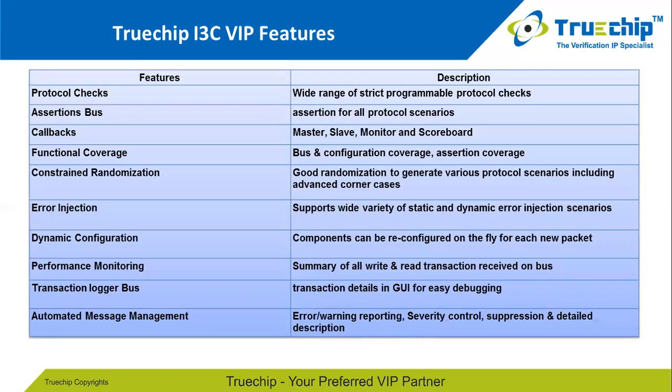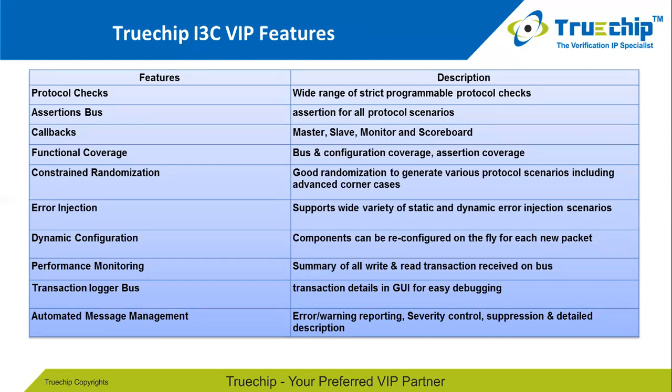Now we go through the TrueChip I3C VIP features. The VIP supports all modes of operation. The TrueChip VIP provides a wide range of programmable protocol checks along with the bus assertion for all protocol scenarios. Callback functionality is supported in all the components like master, slave, monitor, and scoreboard. VIP provides bus and configuration coverage and also the assertion coverage and achieves 100% in all simulators. VIP supports the use of randomization and constraints to generate corner scenarios.